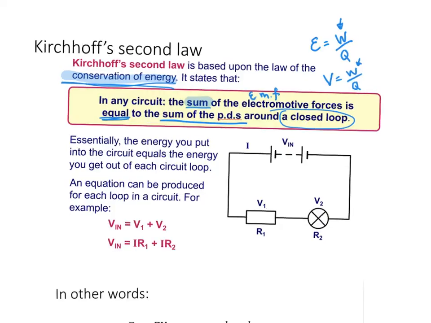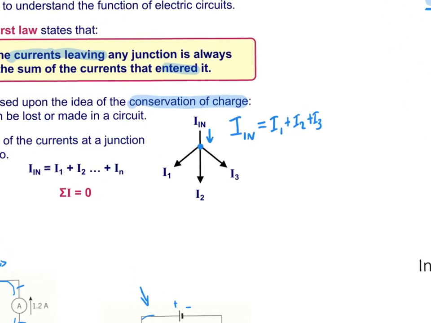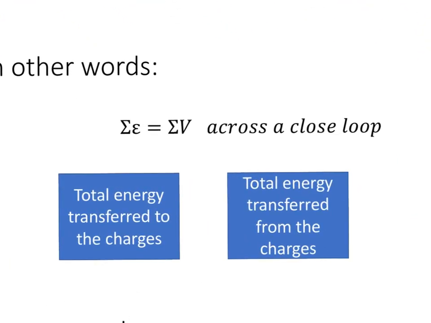So we could write an equation as well, just like we did before with Kirchhoff's first law, where we said the sum of current in a junction is equal to the sum of the currents out of that junction. But in this case, Kirchhoff's second law is the sum of electromotive force is equal to the sum of potential difference across a closed loop.